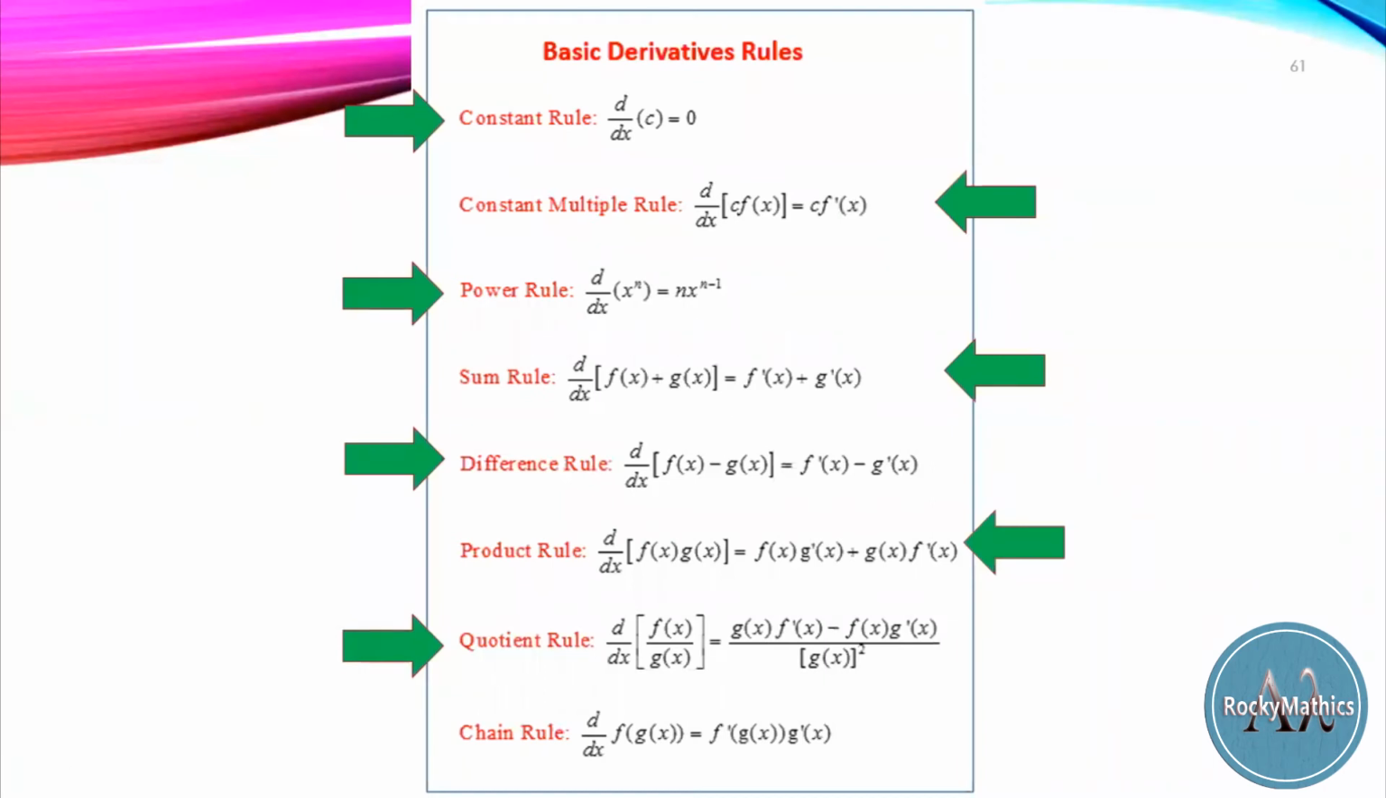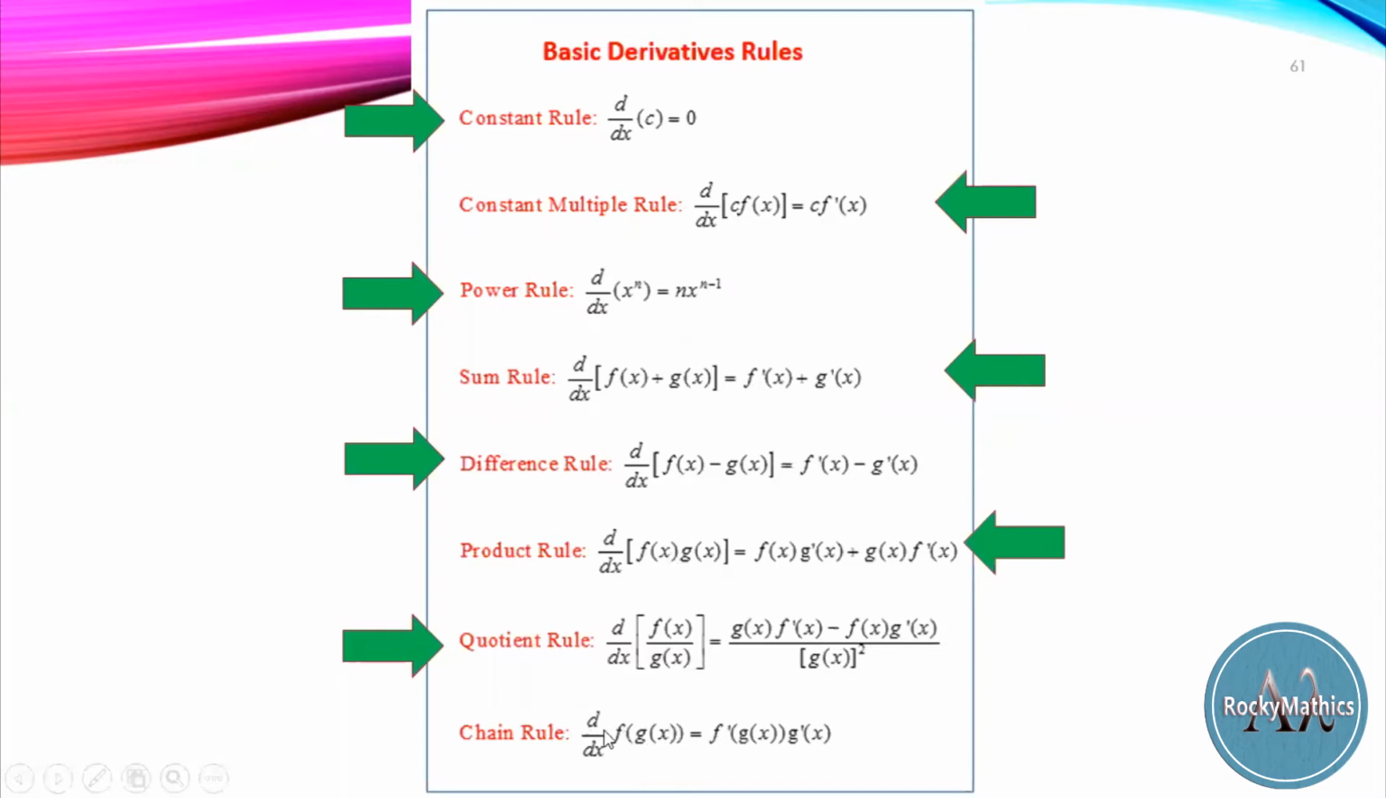The last basic derivative rule is the chain rule. Take note the derivative of f of g of x. This means we're given a composite function. In other words, the chain rule is used if we are given a composite function. A composite function is a function that is combined by two or more functions.